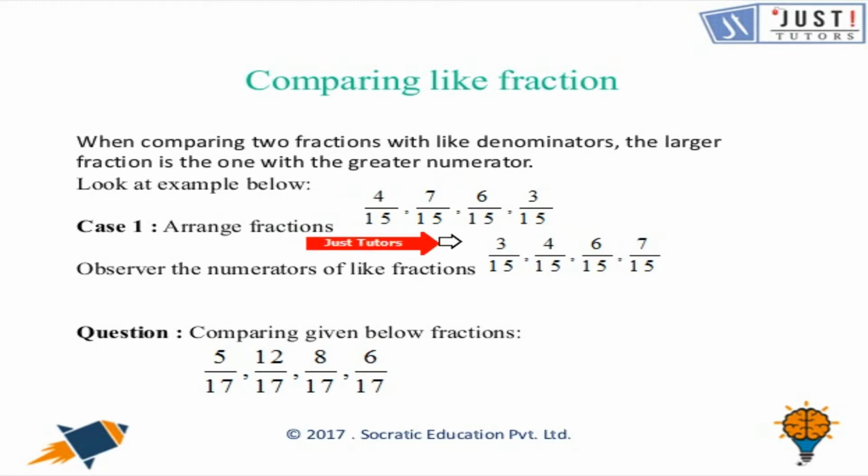We are given some set of fractions. What will be the first step? We'll arrange the fractions. Now have a look, all the fractions have the same denominator. So the largest fraction is the one with the greatest numerator. In that case, 7/15 is the largest fraction. After that, it will be 6/15, then 4/15, and then 3/15. In the same way, you can try working with the question given below.